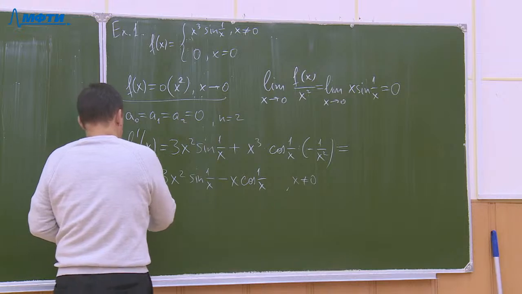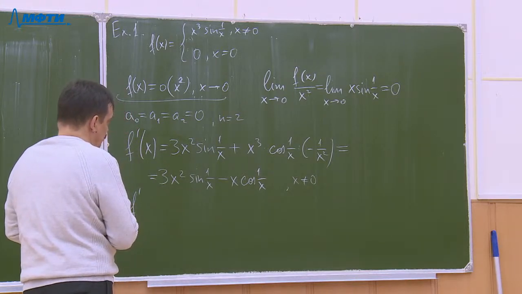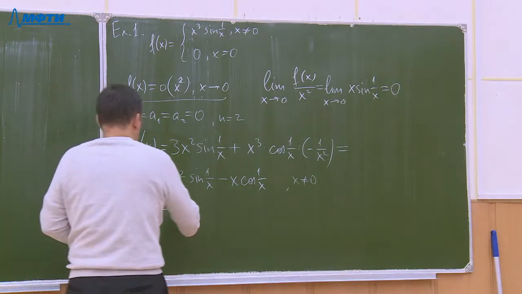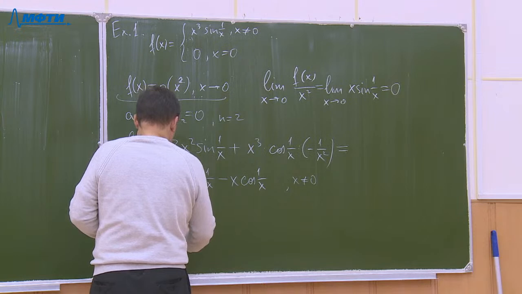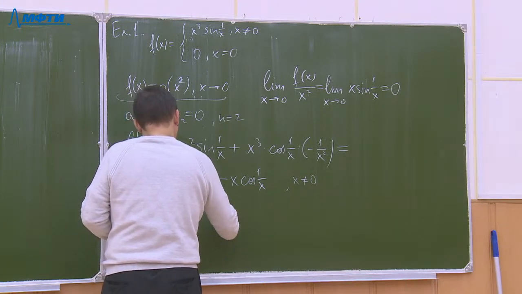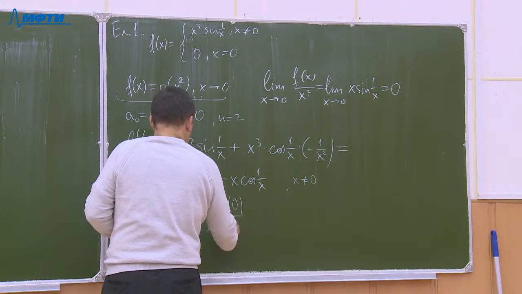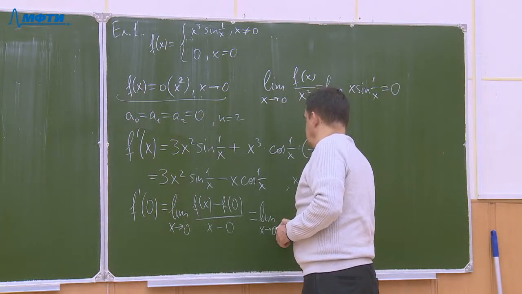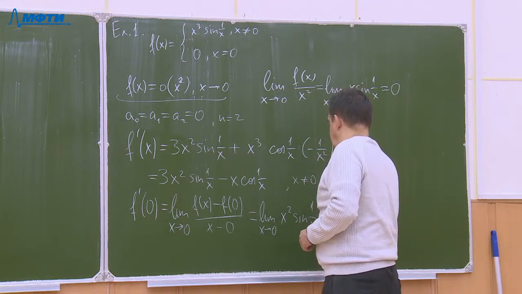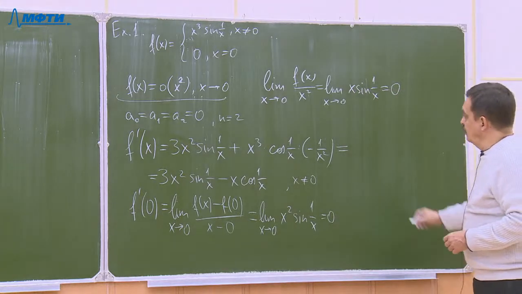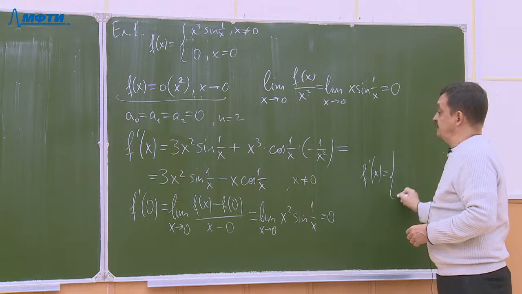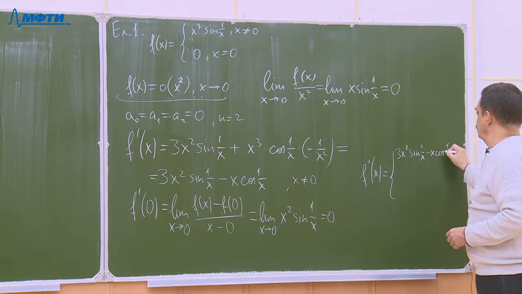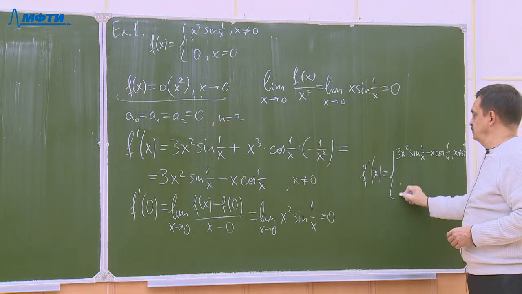And we can find the derivative at 0. We can find it by the definition, that is the limit as x tends to 0 of f of x minus f at 0 over x minus 0, and that is the limit as x tends to 0 of x squared sine 1 over x, and that is 0. So f prime of x is well defined. We can write it here: 3x squared sine 1 over x minus x cosine 1 over x as x not equals to 0, 0 as x equals 0.